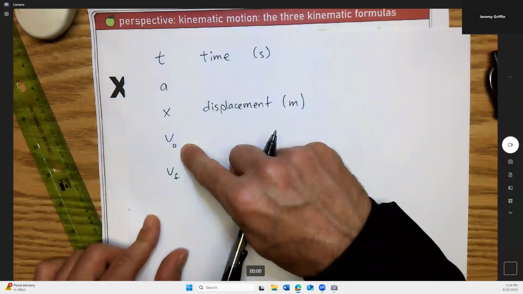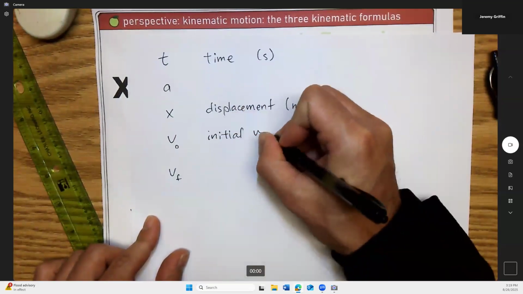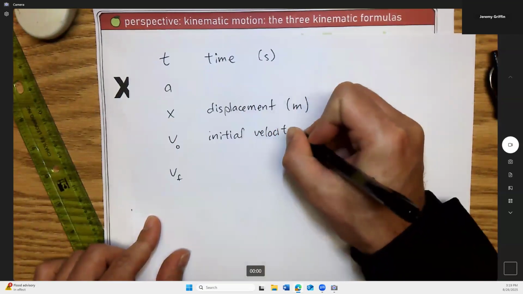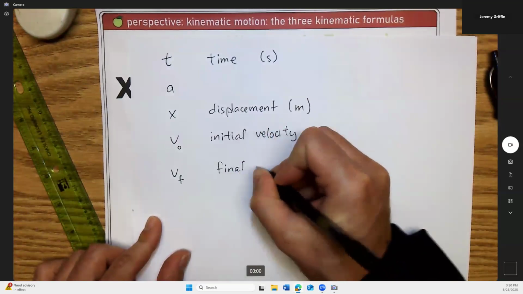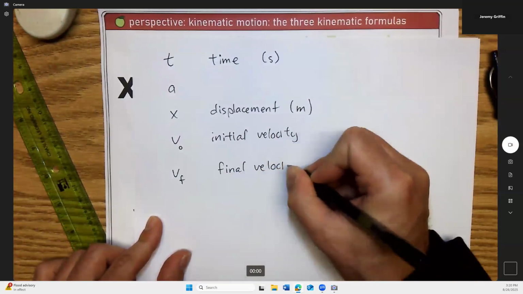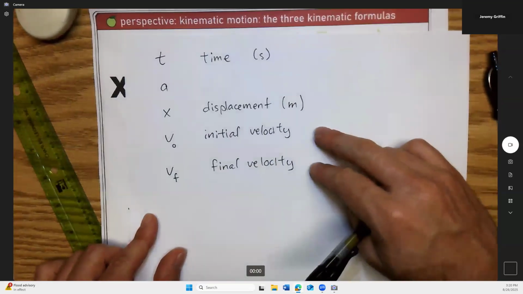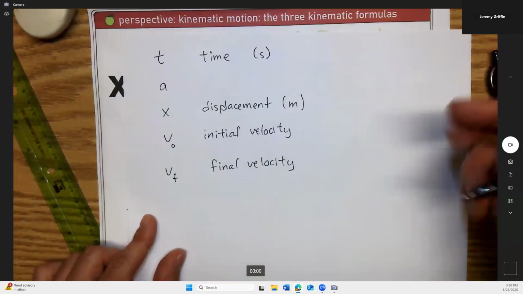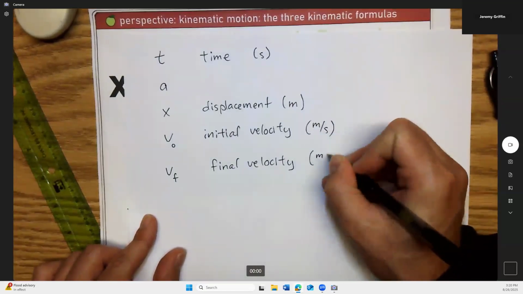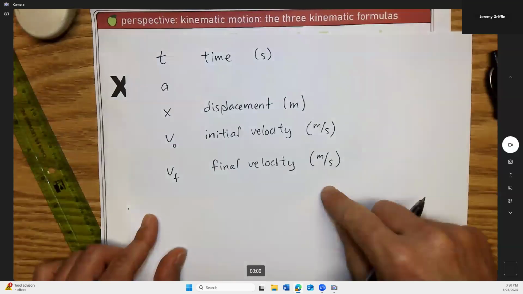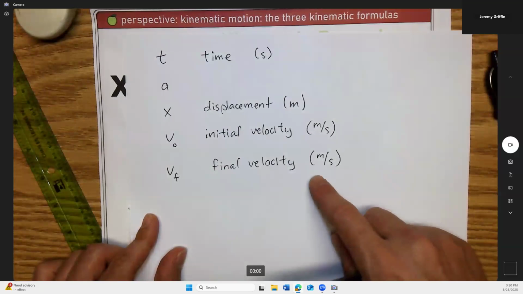What do you guys think the v stands for? Velocity. And the little subscript naught means initial, so initial velocity. And then v sub f is going to be your final velocity. If the velocity is changing, say if it's speeding up or slowing down, then at the beginning and the end of the interval, you'll have different instantaneous velocity values. And in this class, it's going to be in meters per second because we're using the SI system, the metric system. In your car, you might call that miles per hour, but it's the same concept: distance compared to time, meters per second, miles per hour.